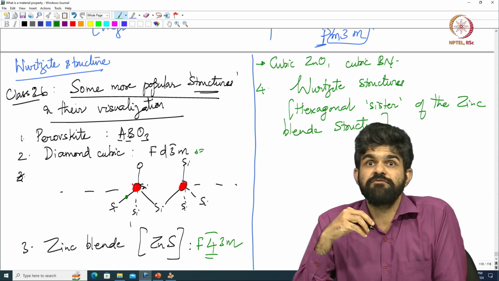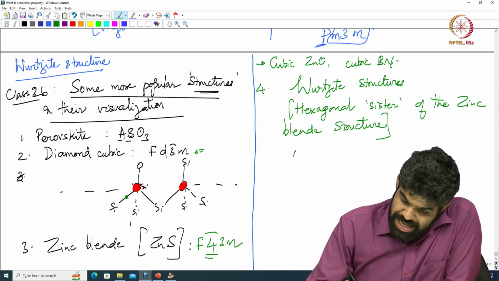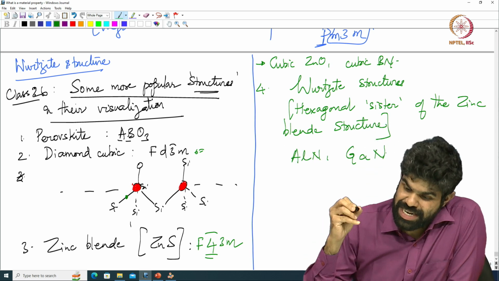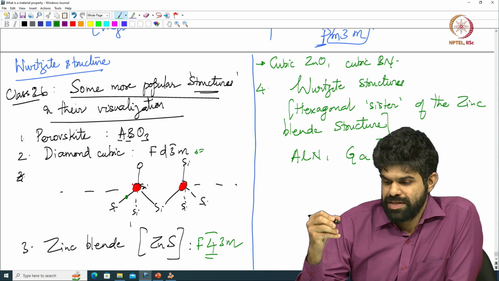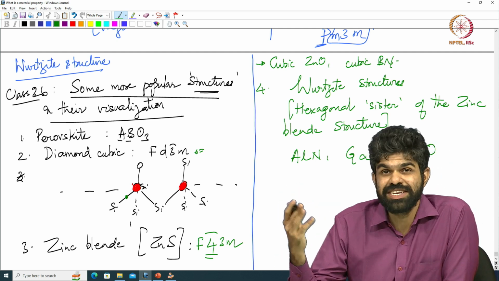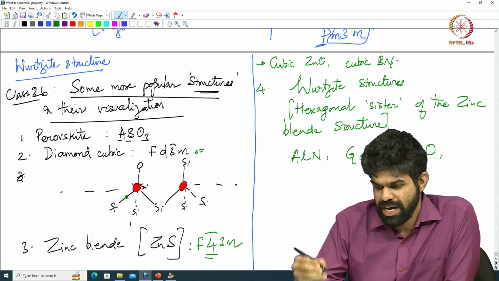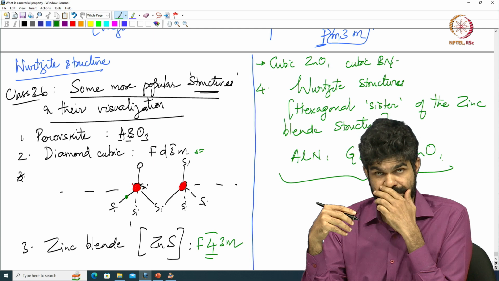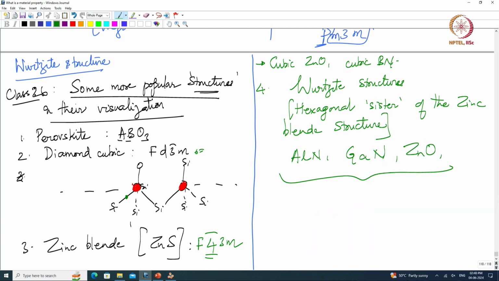Now Wurtzite structures are very important. Materials such as aluminum nitride, gallium nitride, then I have zinc oxide, the Wurtzite zinc oxide, so it is called hexagonal zinc oxide. So all these crystallize in what are called Wurtzite structures.